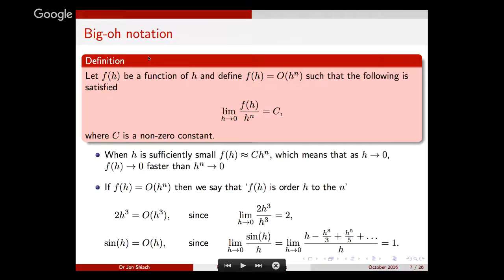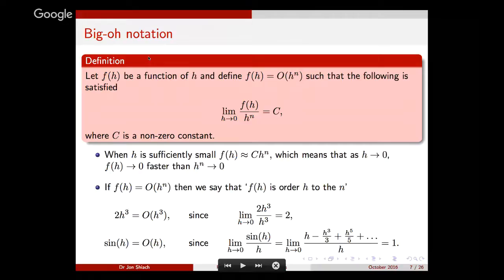This is often called big O notation. So it's quite an abstract concept. So here we have a definition. f is any function of your step length h. Doesn't really matter what f is. It's just a function. And we say that f is of big O h to the n if this is satisfied.